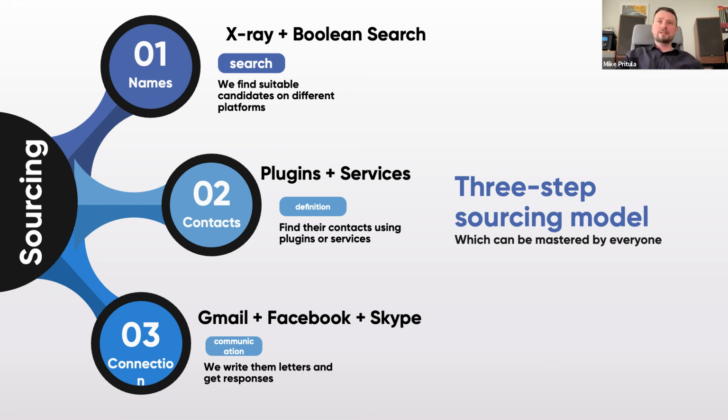Sourcing itself consists of 3 steps. The first is searching for candidates, using X-ray and Boolean search techniques, profile names possibly. Then, the second step is finding contacts, and sourcing is often not about searching one by one, but rather a mass search. So we're not looking for just one name, we're looking for multiple candidates. We're looking for several contacts, and then we contact several of them.